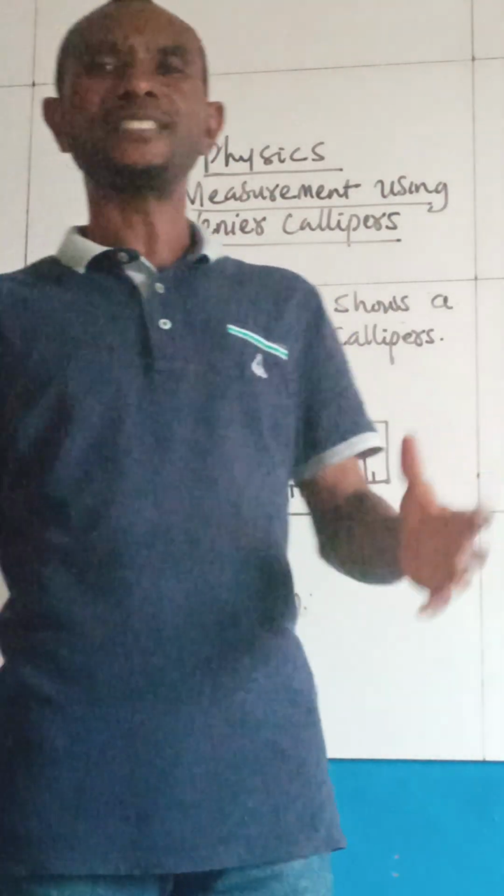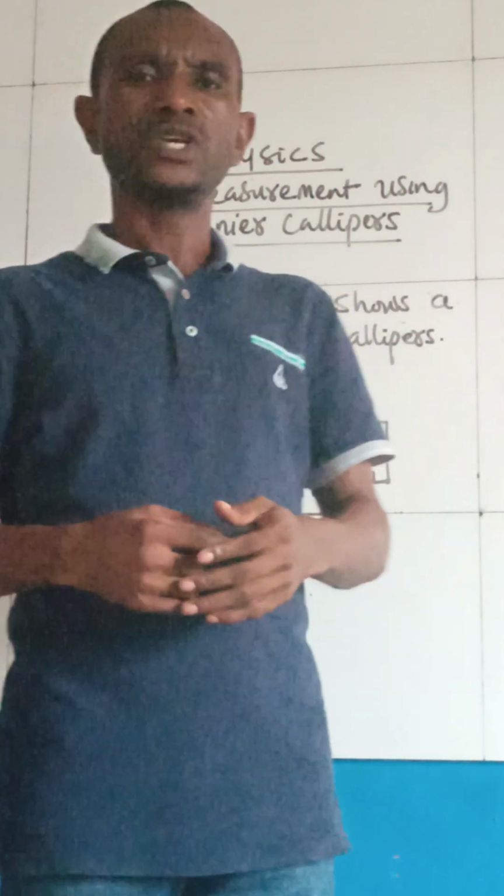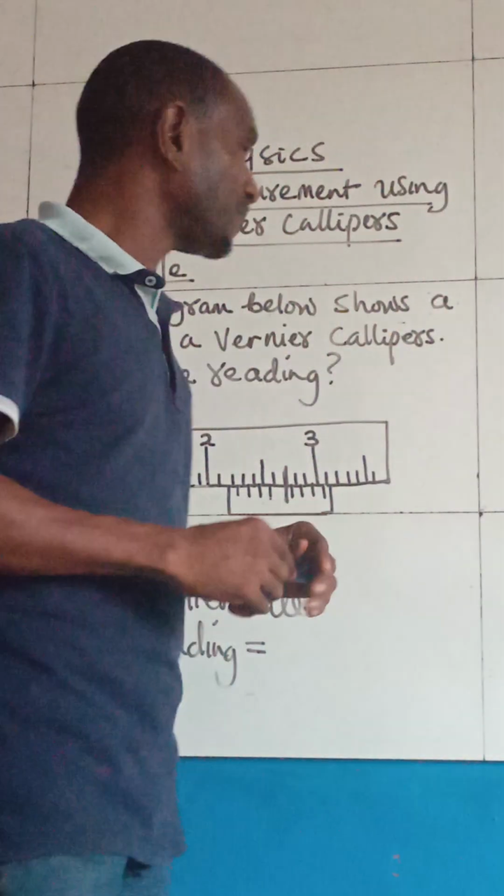I'm here to teach you how to read a vernier caliper after measuring an object. We also have other instruments used to measure length, like the meter rule, calipers, vernier calipers, and the micrometer screw gauge. Today I'm going to treat the measuring instrument called the vernier caliper.